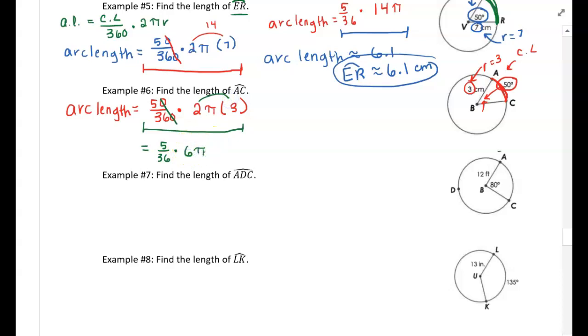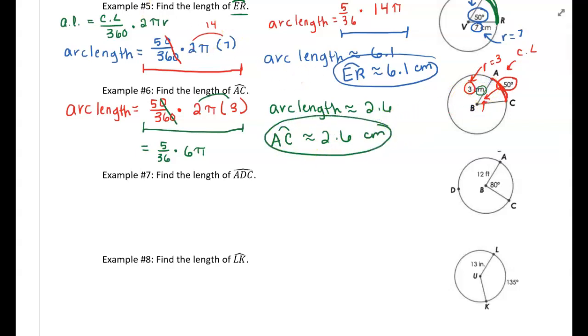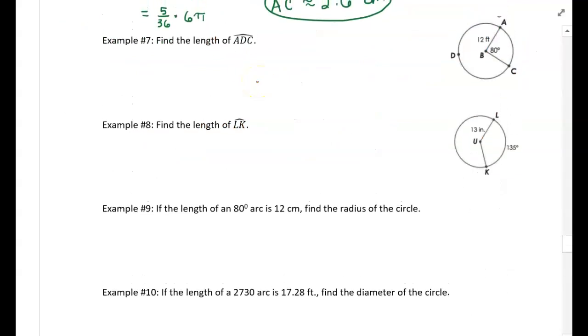If I put that into my calculator, I get roughly 2.6. So arc length is about 2.6, which means that arc AC is roughly 2.6, and this is in centimeters. And that's our answer. All right, let's look at example 7. We have to work a little bit harder in example 7.